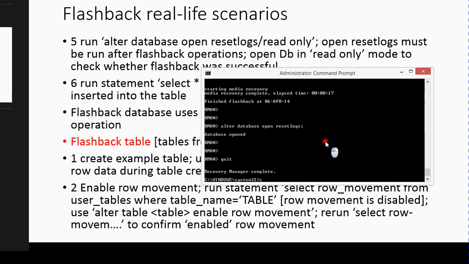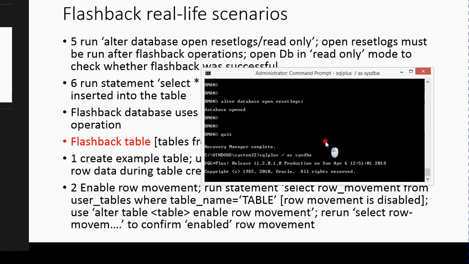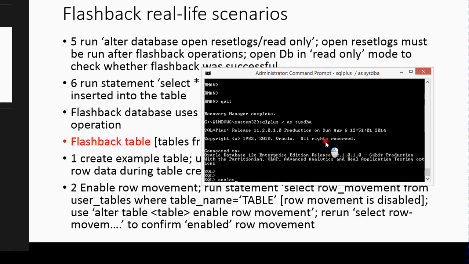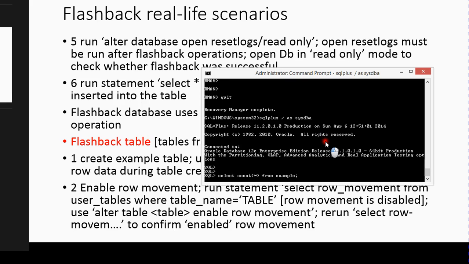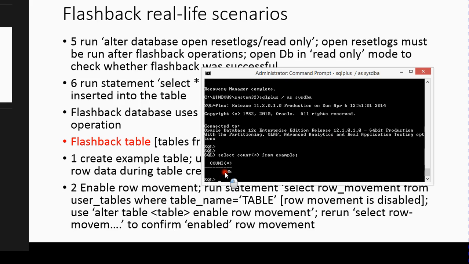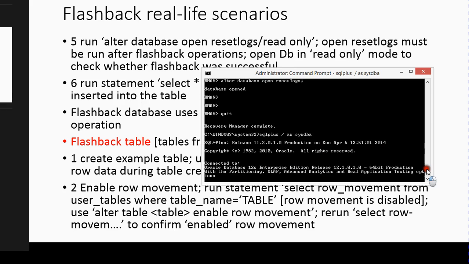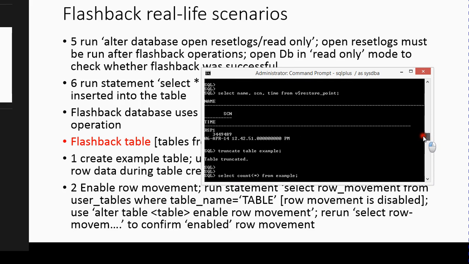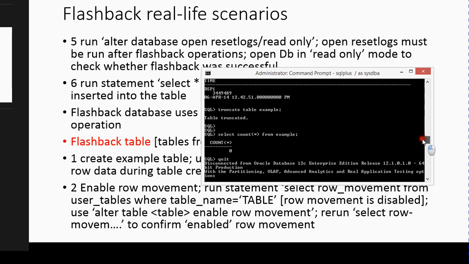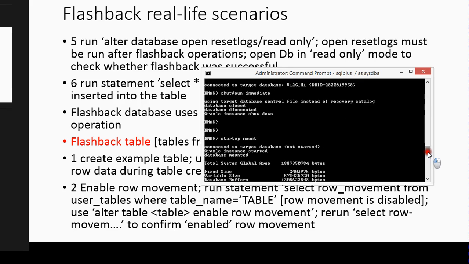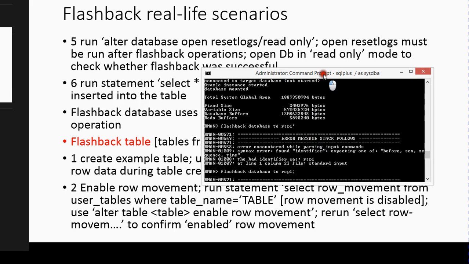So let me quit. I want to return to my SQL Plus. And I'm going to issue select count from example. There you go. It's back to 105. And let me see if I can show you the previous value. Before it was truncated, it was 0. So basically that's a flashback database operation.